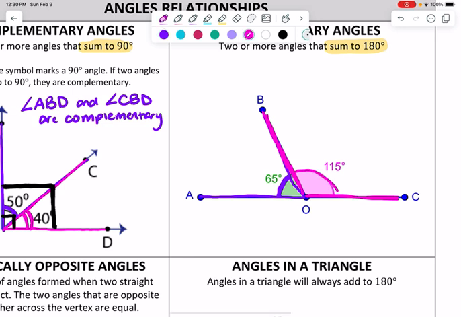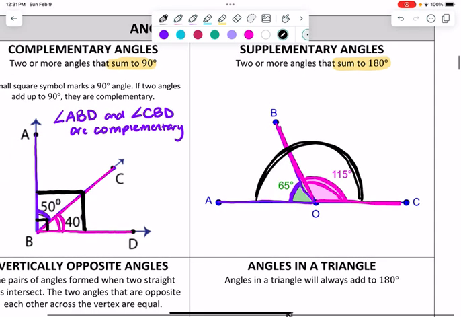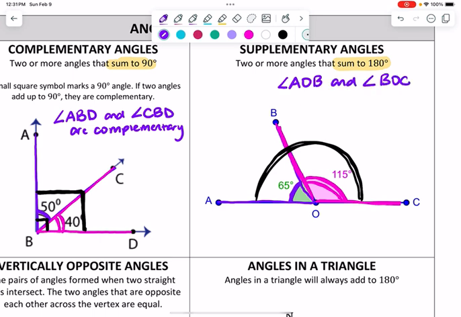But I am going to add a second curve marking here to this guy, just to show that they're different angles in case I only had a pencil in front of me. But these two together form a straight line. If I add 65 and I add 115 degrees, I will get a total of 180. So angle AOB and angle BOC are supplementary.